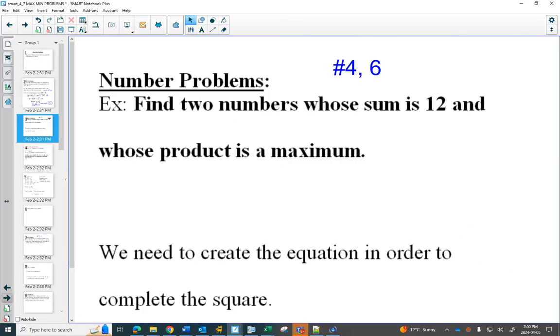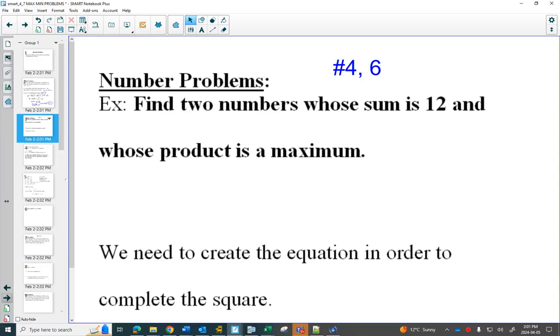Type 2, number problems. With the numbers 4 and 6 there, that's saying that after you've done this in your book on page 323, you can circle questions 4 and 6. So I don't know if you want to write it above there or not. Unlike the height question, this one doesn't give you an equation, so we have to do the work to get the equation. Find 2 numbers that add up to 12 and whose product is a maximum.